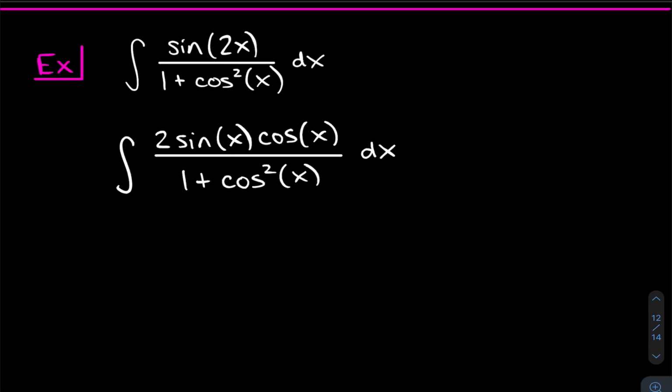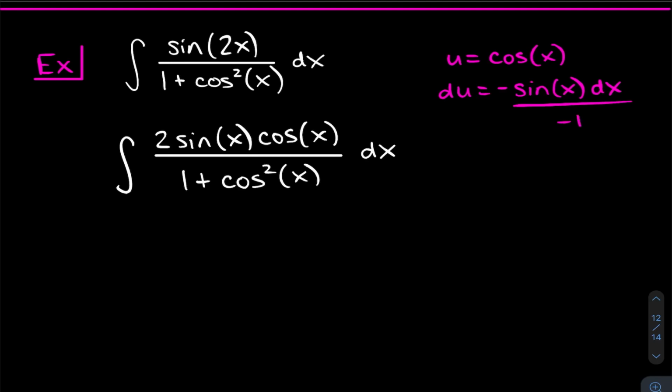Well, this is a little weird maybe, but if you do see that you can make u equal to cosine x here, and then du would get rid of that sine of x, then yeah, that's exactly what happens here. Of course here we don't have a negative sine of x, we just have a sine of x, so we're going to write this as negative du equals sine of x dx.